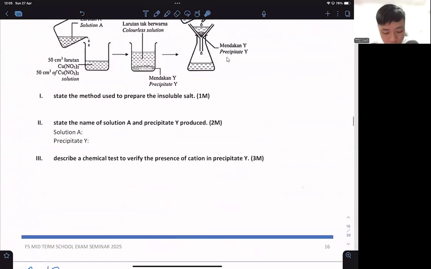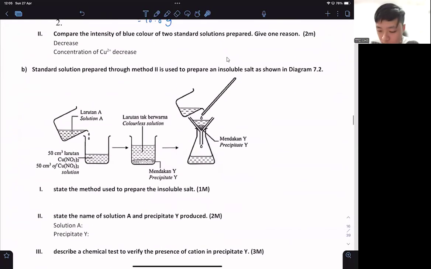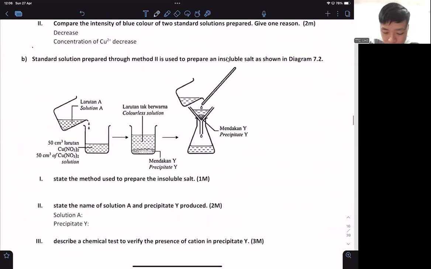Okay, so let's see. Okay, look at this one, page 16.